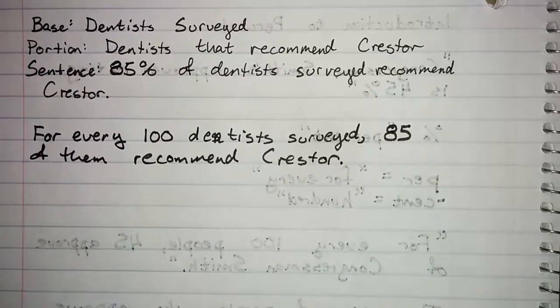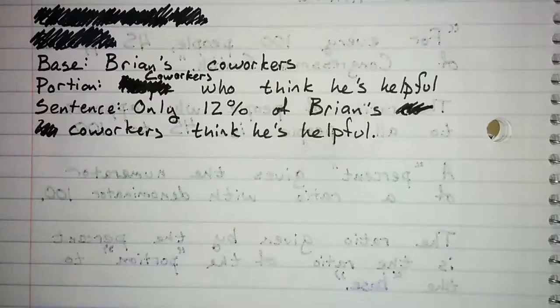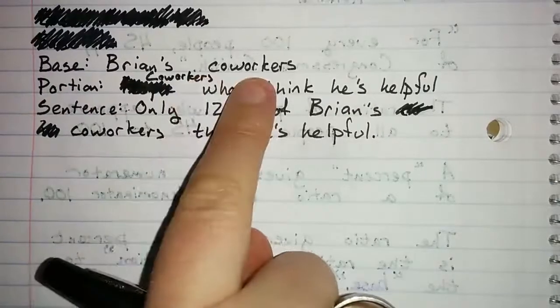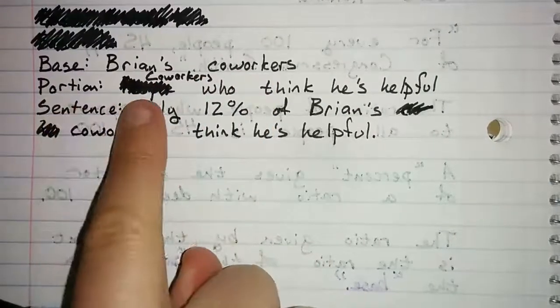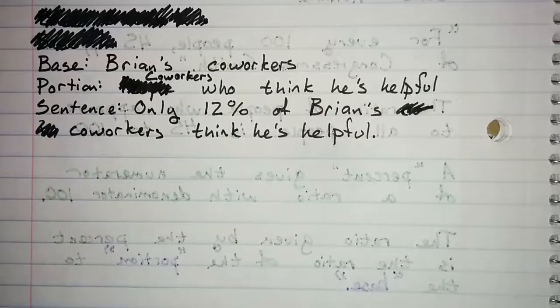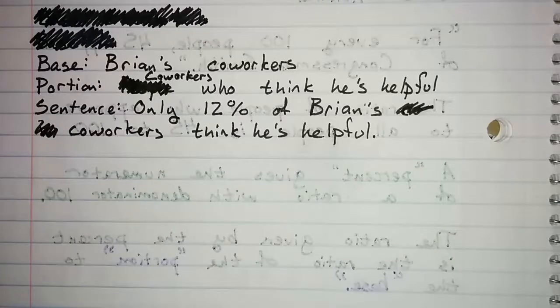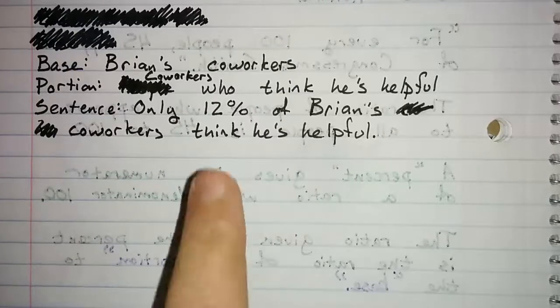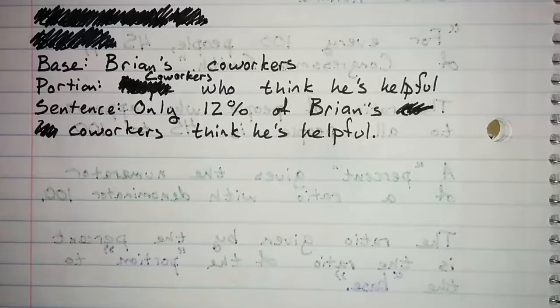Let me give you one of these to try as well. So here's a story where the base are Brian's coworkers, and the portion are those coworkers who think he's helpful. If we see the sentence, only 12% of Brian's coworkers think he's helpful, how would you rephrase that in terms of explicitly stating the ratio implied by 12%? Pause the video and try this now.